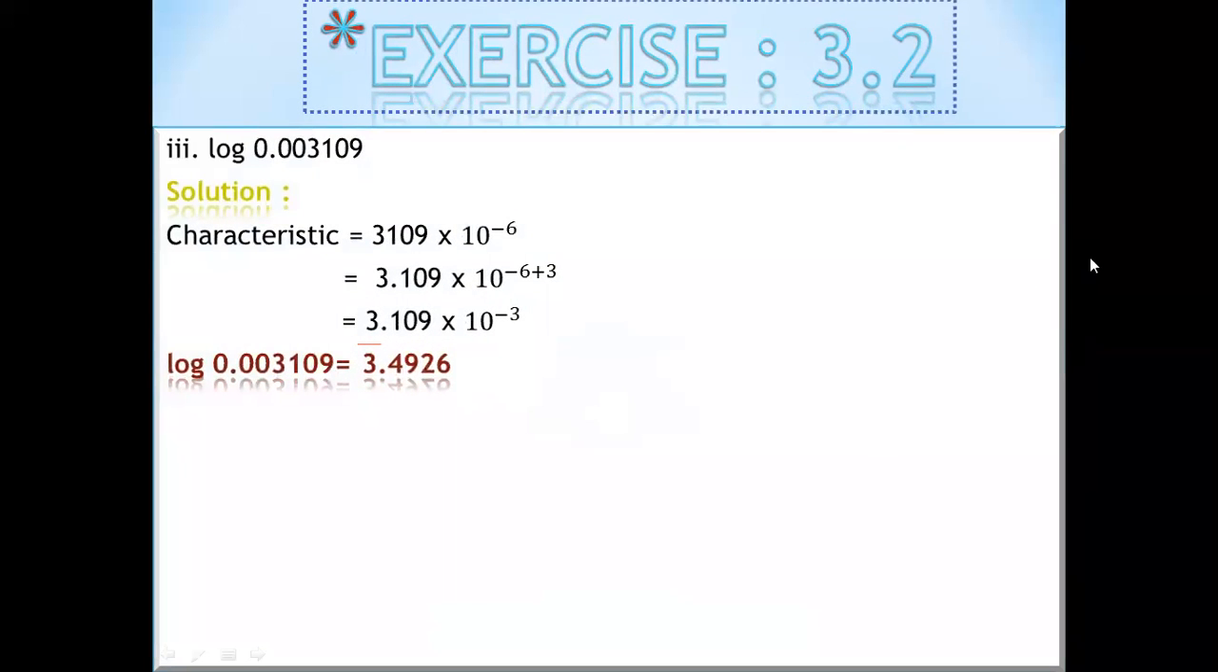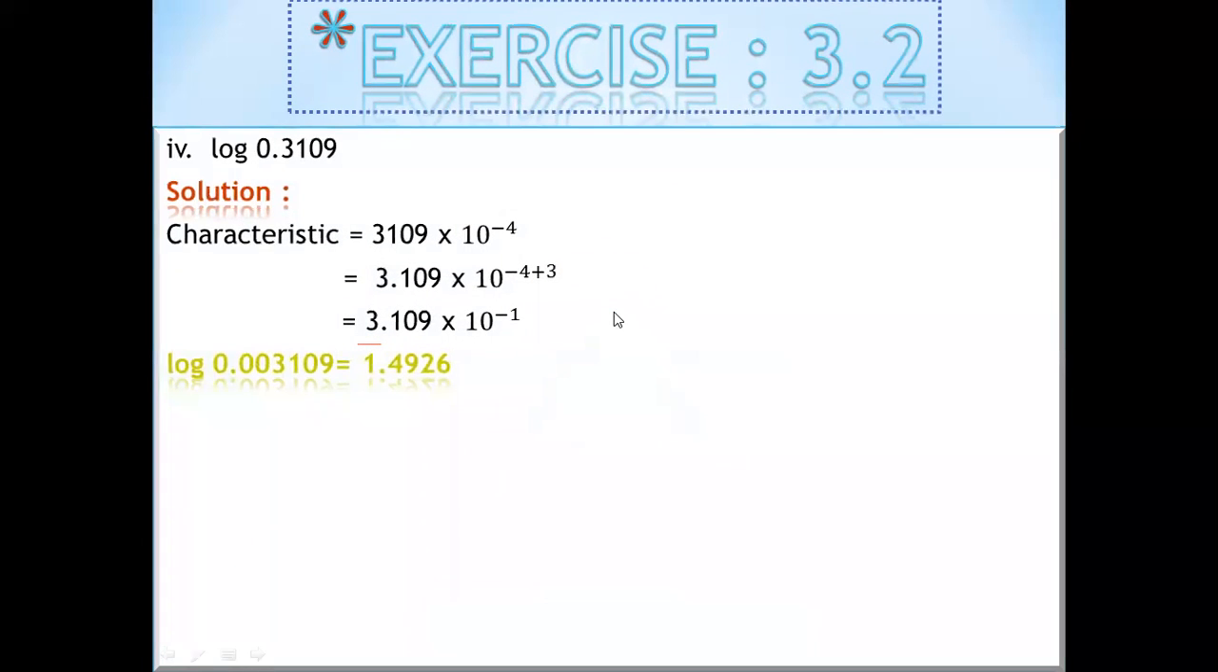The third part, 0.003109. Now we have the characteristic minus 3. The Mantissa is the same, 0.4926. Only we change the characteristic 1 with minus 3. And in the fourth part, again, the characteristic is minus 1. The Mantissa is the same, which is given in the question. So no need to change the Mantissa, because in the question they mention without using tables. It means they already gave the Mantissa, only we change the characteristic. So minus 1.4926 is the required answer of this part.